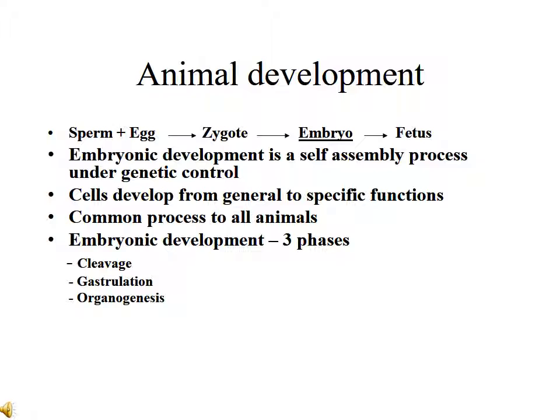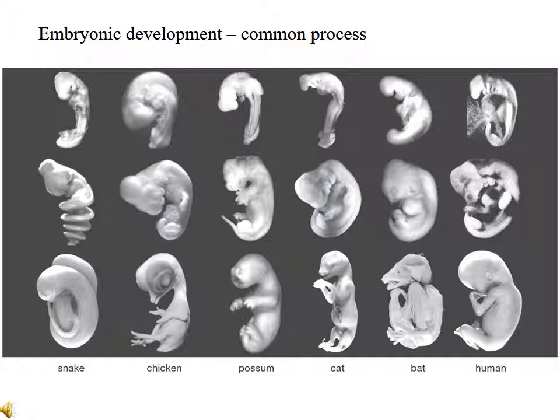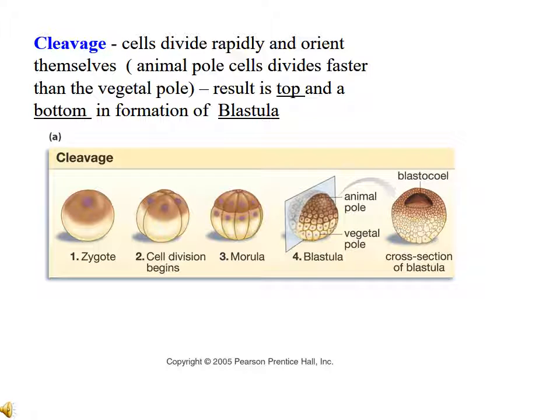and organogenesis. If you look at embryonic development across species, and here we're looking at snakes, chickens, possums, cats, bats, and humans, look at how similar the anatomical features are from left to right, which of course points to a common process.